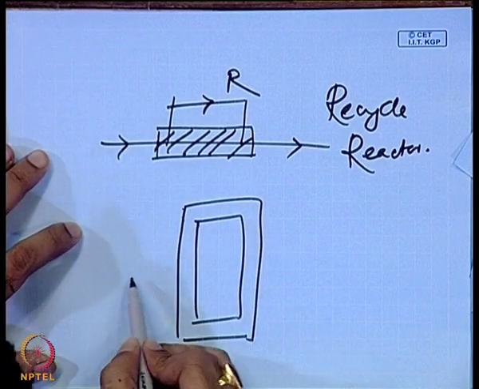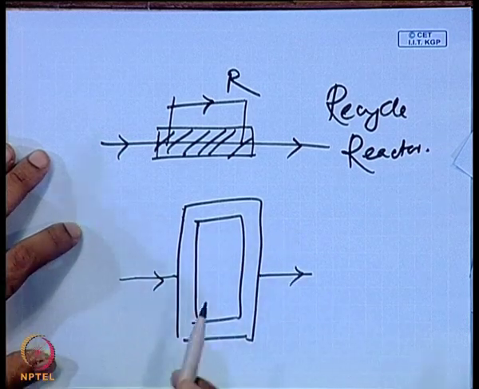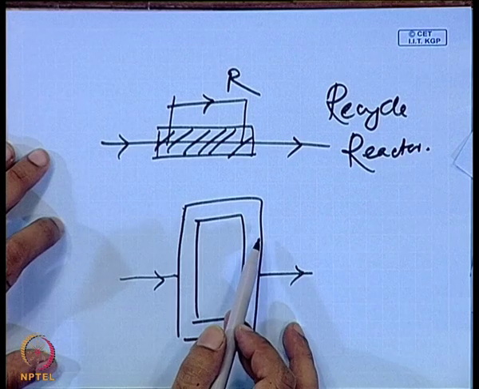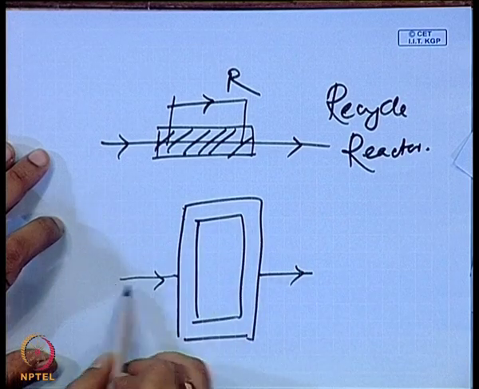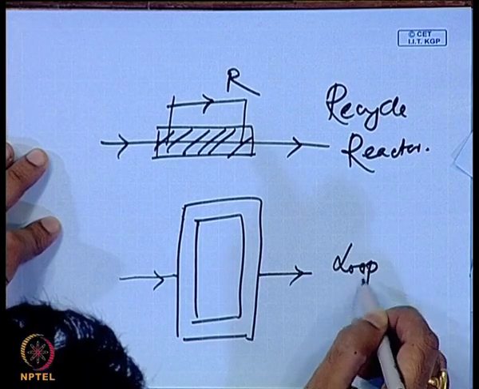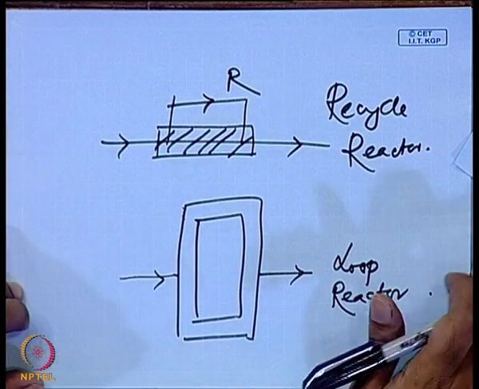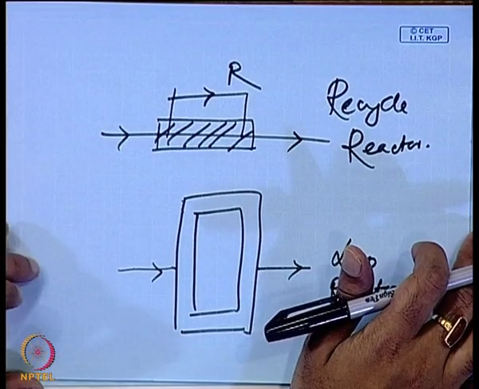Okay, this is how it is. This is my reactor, and this is the entrance, this is the exit. Do you see the difference? You see the difference between the loop reactor and the recycle reactor, the difference and the similarity.